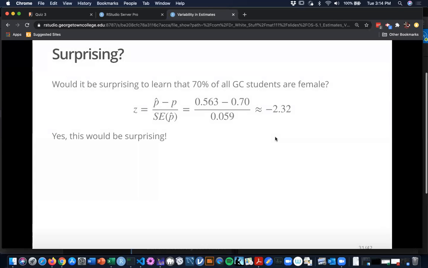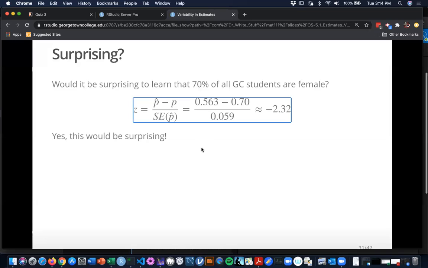But what if the registrar came along and said 70% of all Georgetown College students are female? Then you could compute that, and now the difference on top is bigger. It works out now to minus 2.32. And you'd be going to the registrar and saying, wait a minute. I took a sample, and if you're right, my sample gave me a sample proportion that was more than 2 standard errors below what you're saying the p really is.